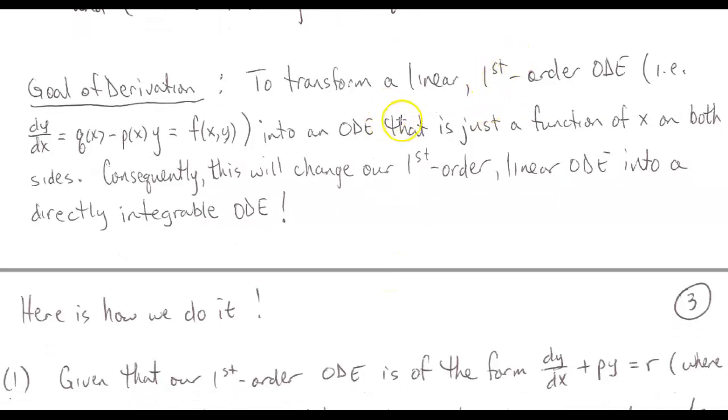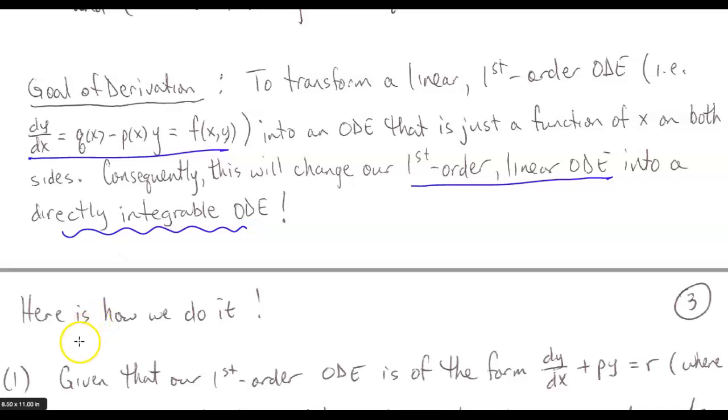All right, so the goal of our derivation here. What we want to do is transform a linear first order ordinary differential equation, in other words, an equation that looks something like this, into an ODE that is just a function of x on both sides. Now, what does that basically mean? It just means that we want our first order linear ODE to turn into a directly integrable ODE. And sometimes it may end up looking separable as well.